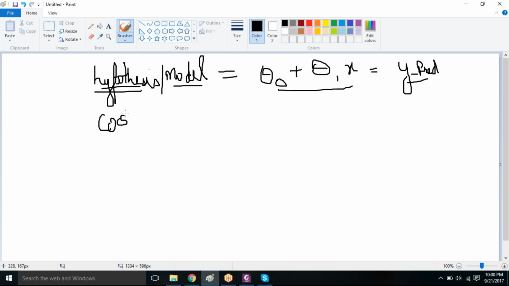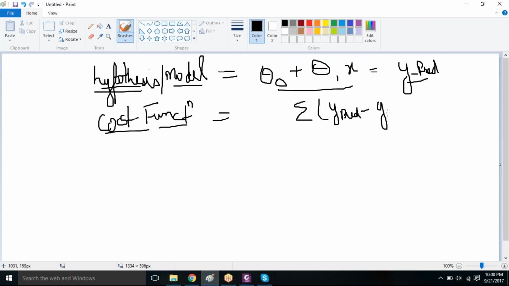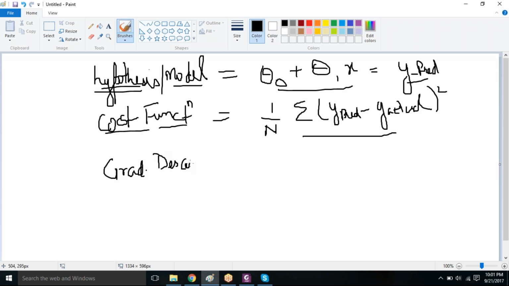Then we have also learned the cost function. I'm just summarizing what all things we have learned. This cost function is nothing but whatever your y predicted is minus whatever y actual was in the historical data, squared and averaged over. So average error basically. So we have seen how you can calculate the cost function from the historical data. Also we have just got the overview about the gradient descent algorithm.